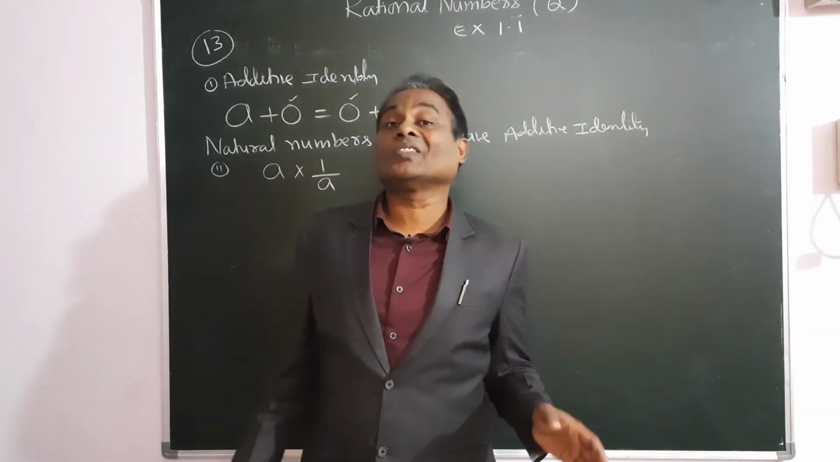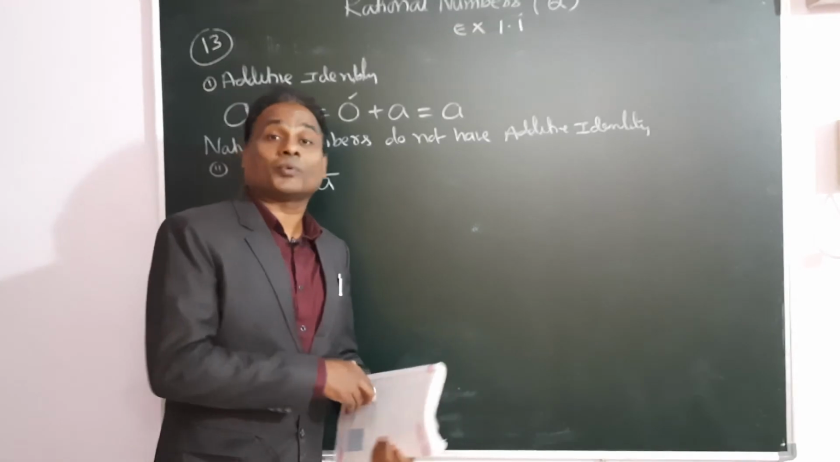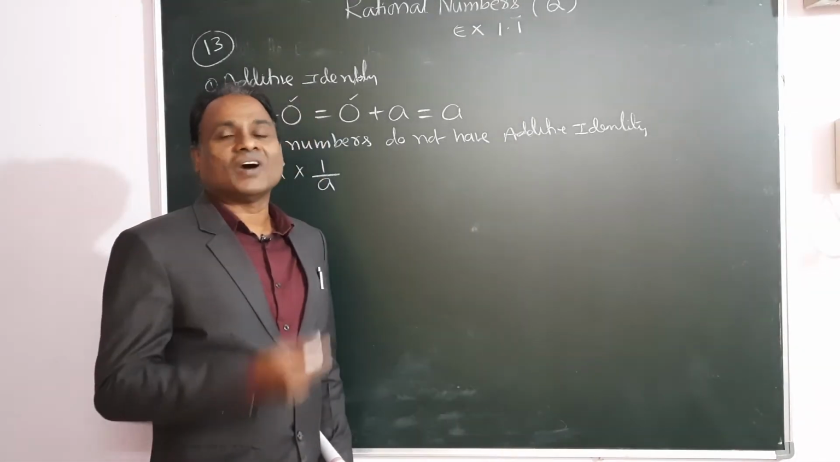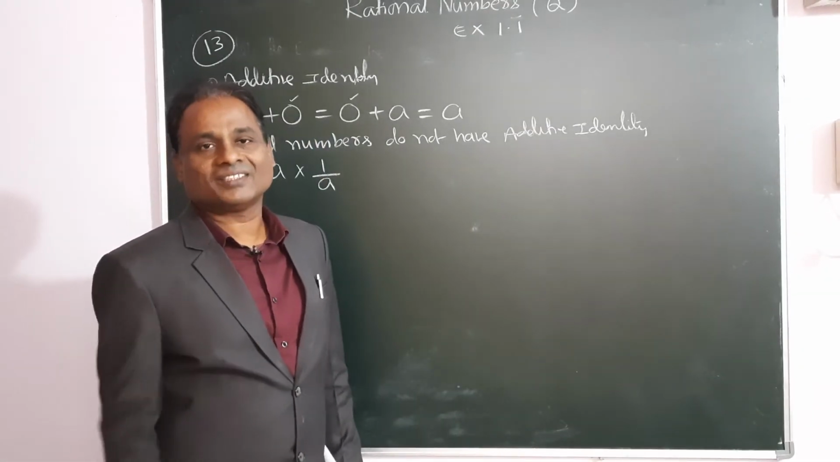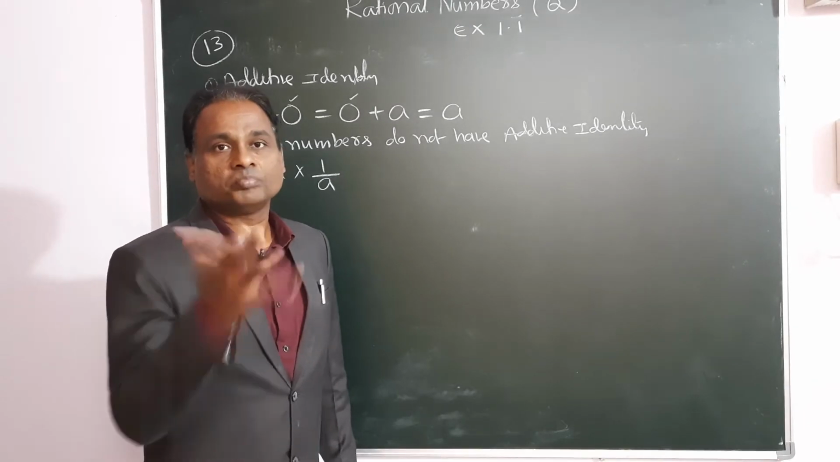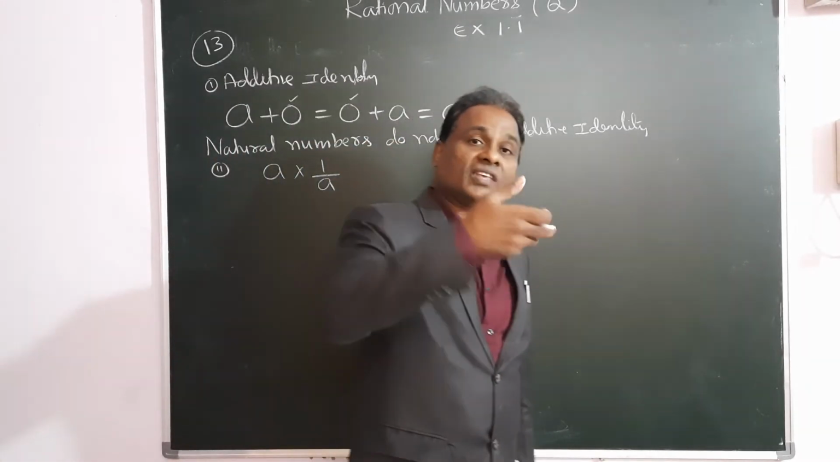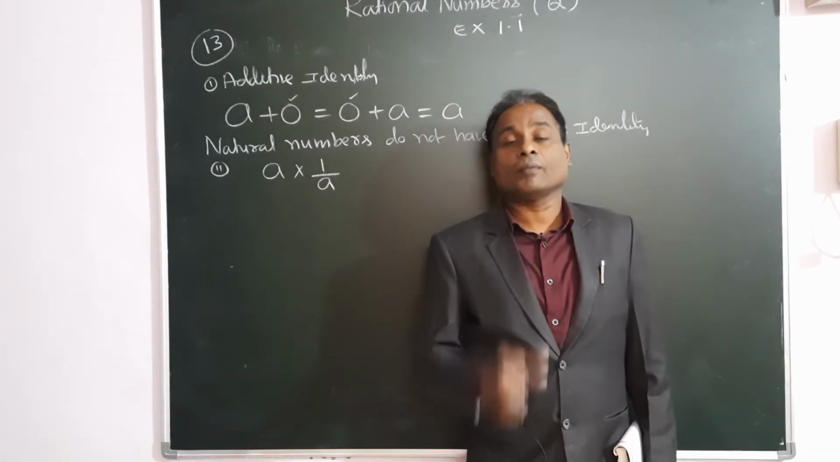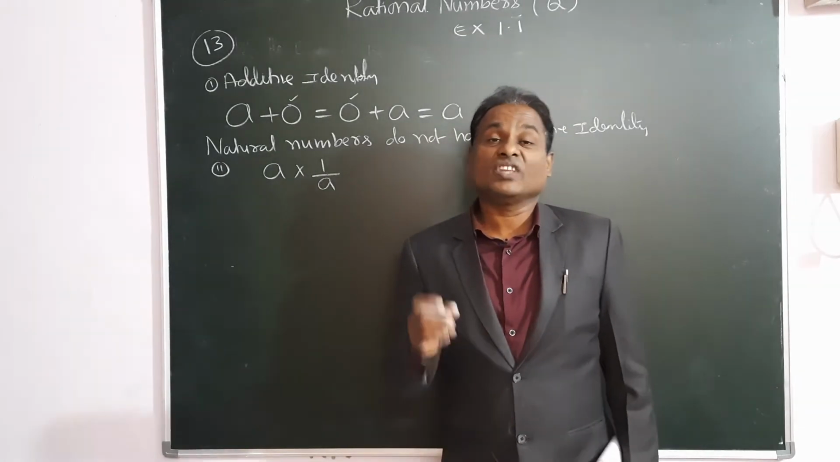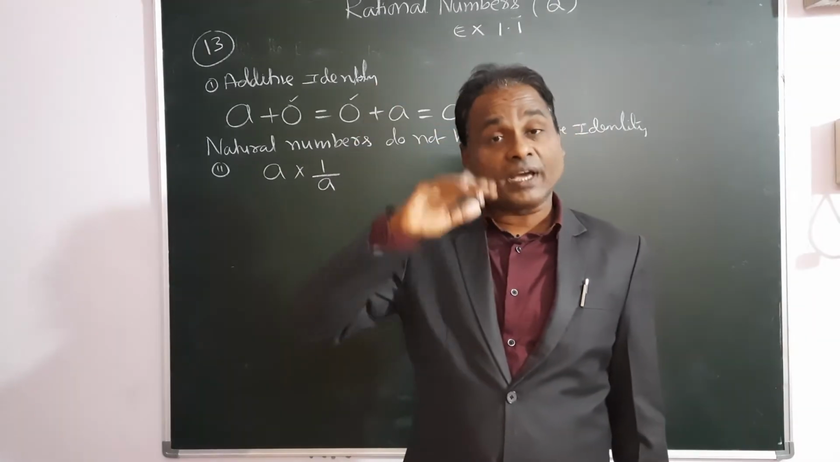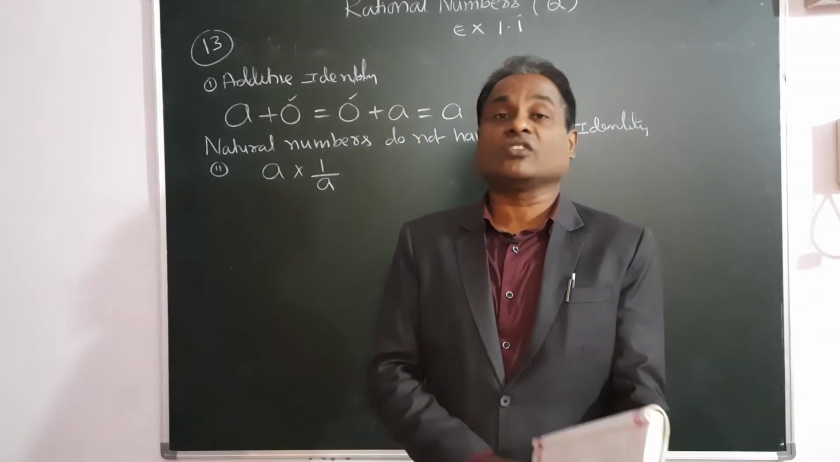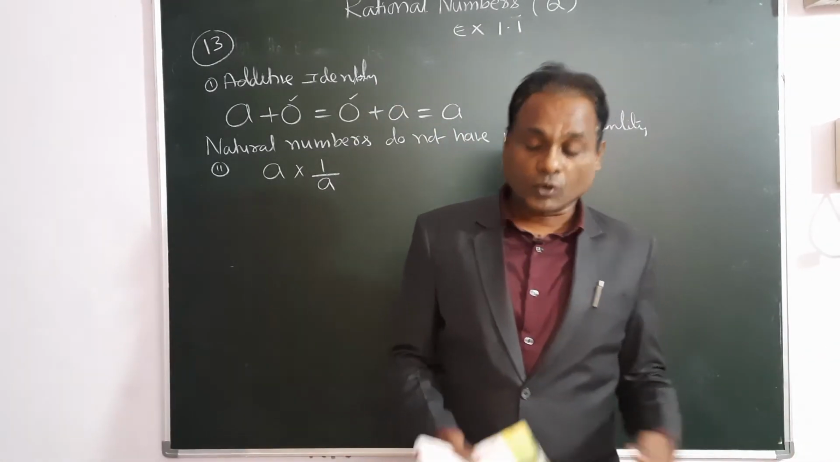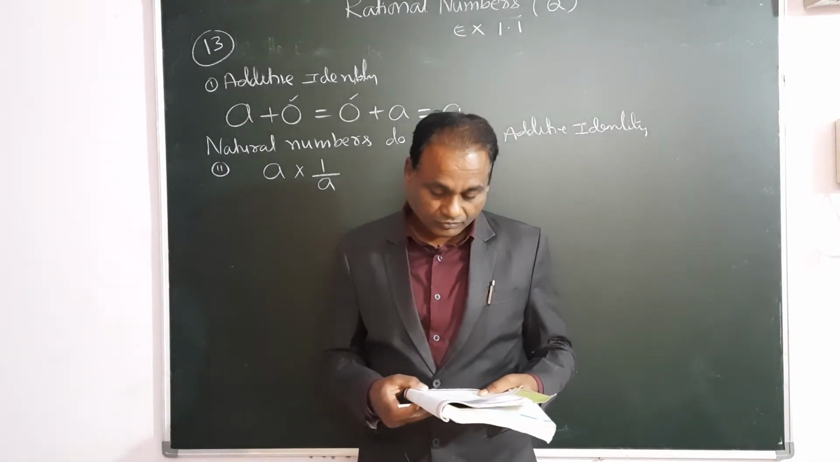But 0, there is no reciprocal. 0 reciprocal is 1 by 0. 1 by 0 is not defined. What is the 1 by 0 value? 1 by 0 is infinity, not defined. It won't come under our number system. So reciprocal of 0 is 1 by 0, which is not defined. That means 0 doesn't have a reciprocal. So, write the answer.